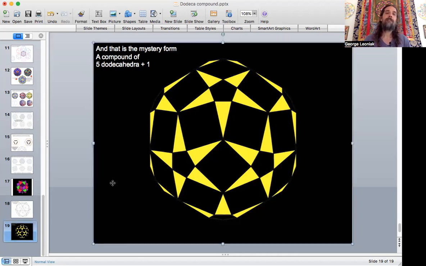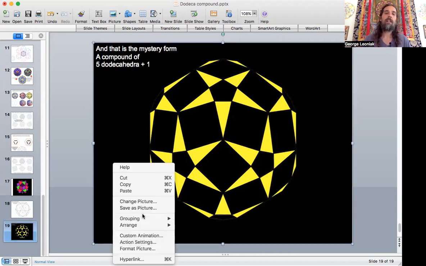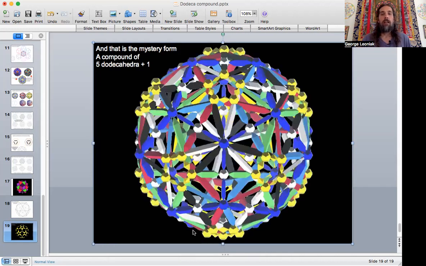So let me just drop this one back, because let's just do the mystery form, which is the compound here. Let's arrange this, send to the back. And there's the mystery form revealed. And I'm very thankful for the Zonepad.